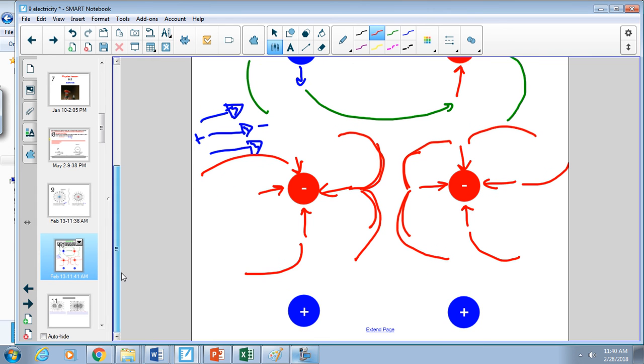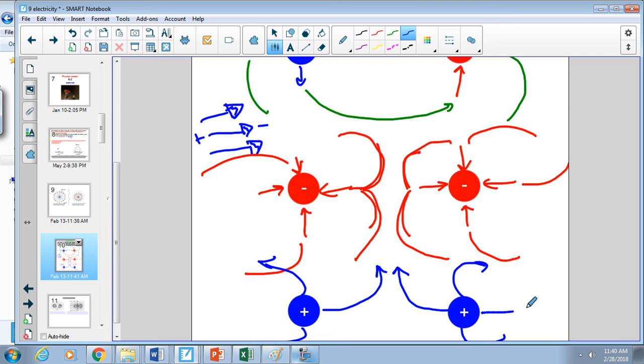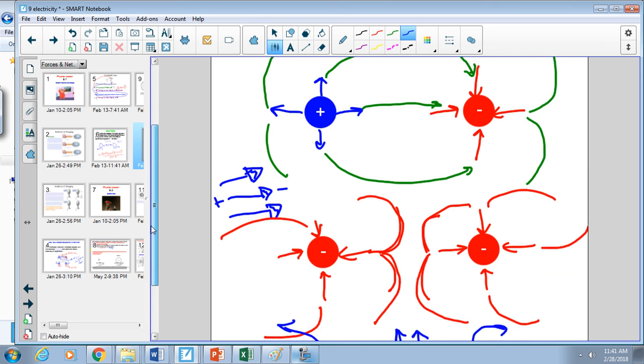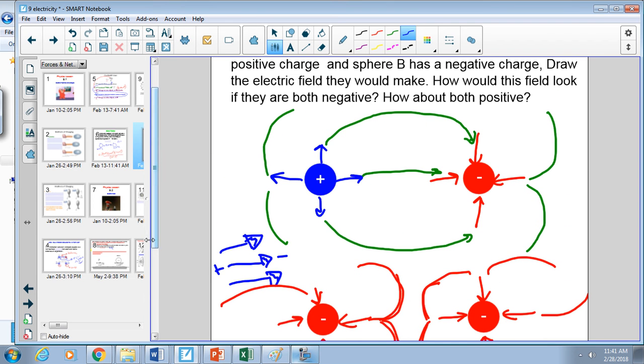What about if they're both positive? They would repel as well. Right? So, big idea here. Likes repel, opposites attract.